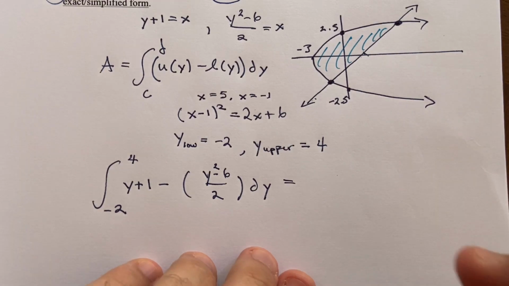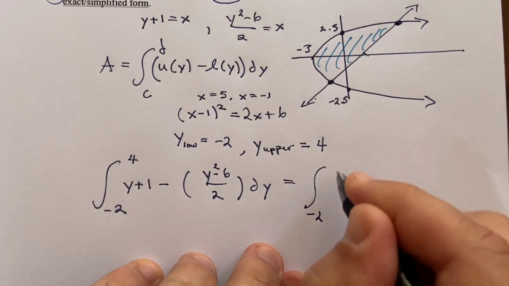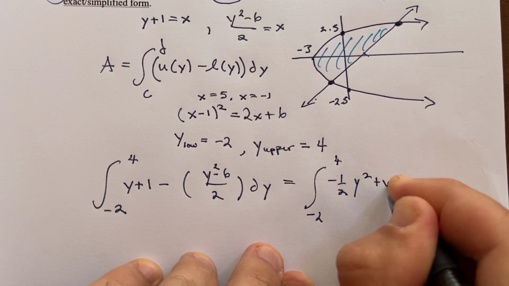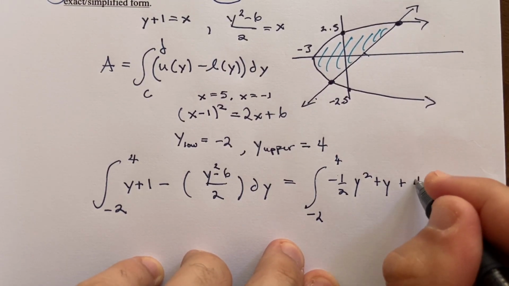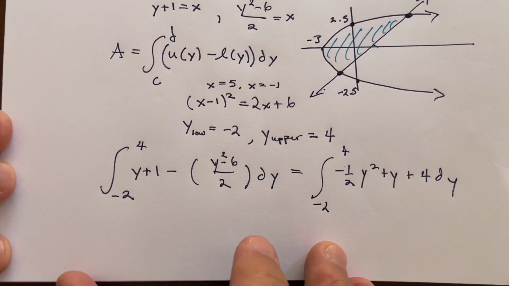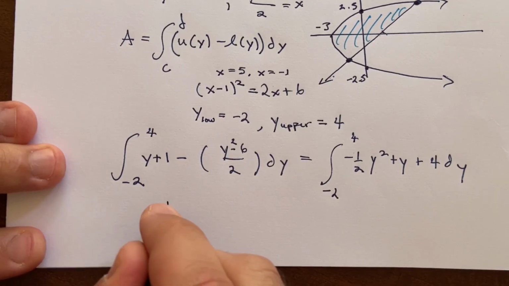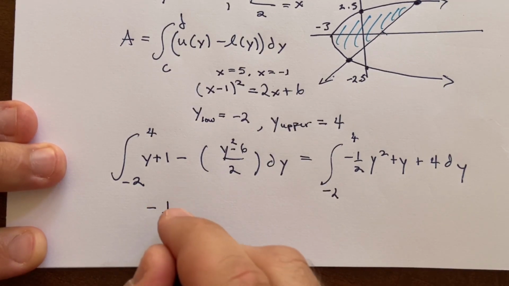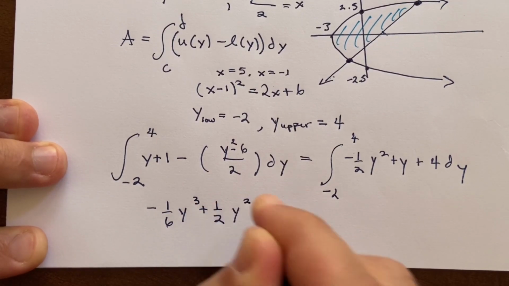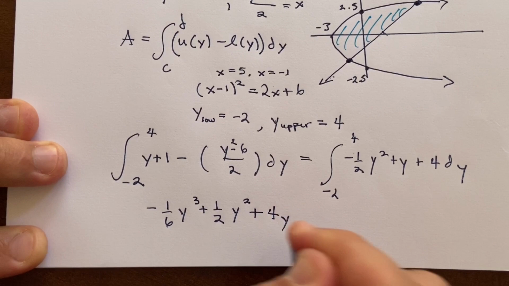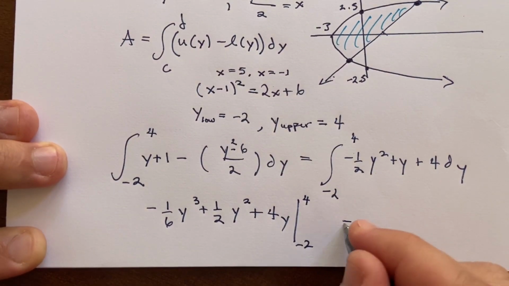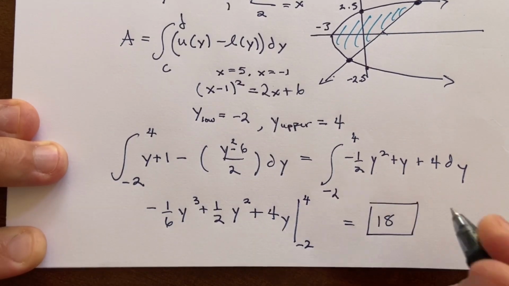Simplifying a bit, we can write the integral from -2 to 4 of -1/2 y squared plus y plus 4 dy. And now finding the antiderivative, -1/6 y cubed plus 1/2 y squared, all that good stuff, plus 4y, evaluated from -2 to 4. After all that, you'll get 18.